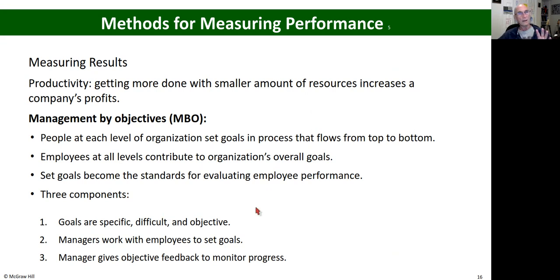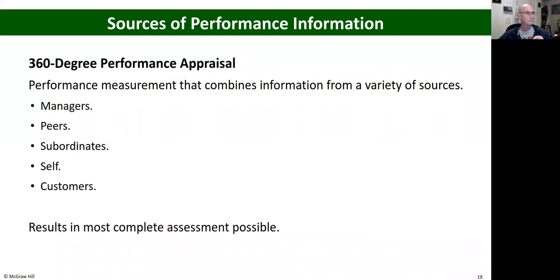And so the MBO process can be very, very beneficial as long as, if there are changes in the organization, if there are changes in the needs, those things are reflected in the performance review.